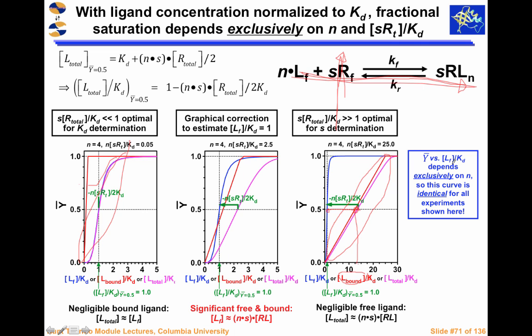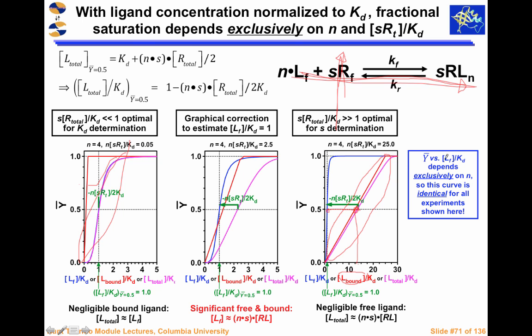Okay, so important points. Y bar versus LF over KD depends exclusively on N, right? The blue curve here is identical. The scales here are the same, and so you can see in a very straightforward way that the blue curve is identical. The scale here is different, so you have to take that into account, but the blue curve is identical. This is the same blue curve.